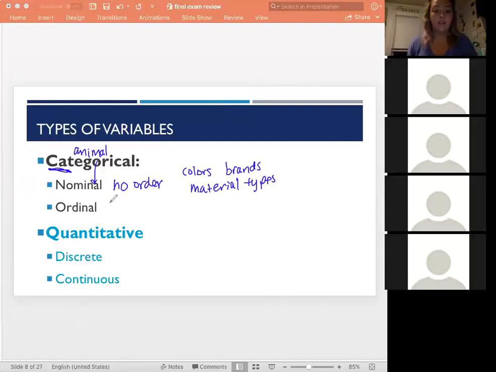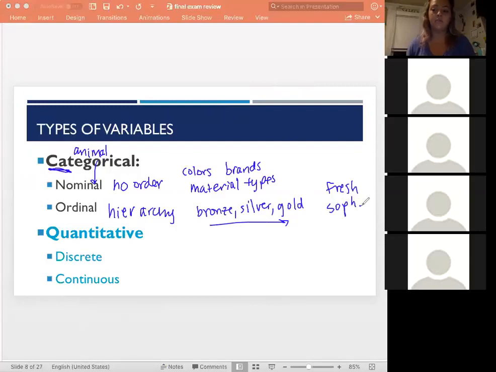And then ordinal are the same thing. They're still labels. They don't have any numerical value, except they do have some sort of hierarchy to them. So you can have bronze, silver, and then gold. That's an example of an ordinal categorical variable. They're still categories, but there is some sort of hierarchy. Same thing with freshman, sophomore, and so on and so forth. That's going to be categorical ordinal because there is a hierarchy to class standings.